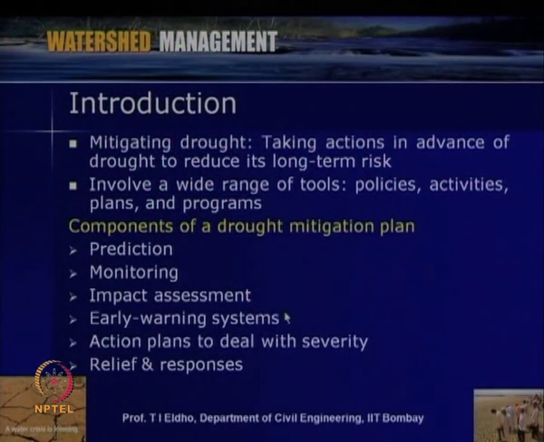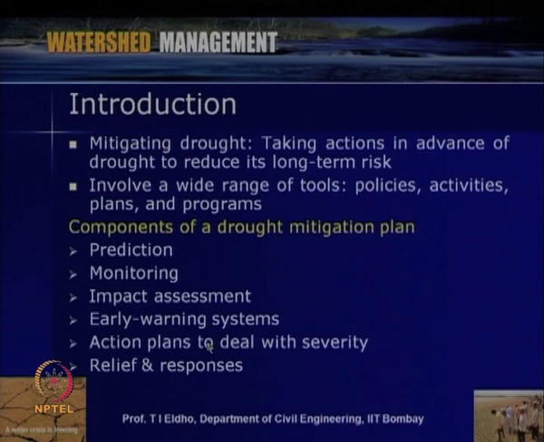And then, by using the modern tools like remote sensing, GIS, hydrological modeling, climatological modeling, etcetera, we can now have early warning systems. In many countries like the United States, they have developed early warning systems, drought warning systems, so that from that we can predict whether there is any possibility of droughts, and then accordingly we can go for mitigation plans. Then we have to come up with action plans to deal with the severity.